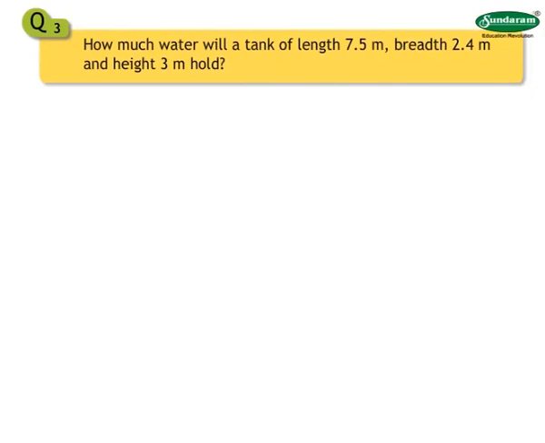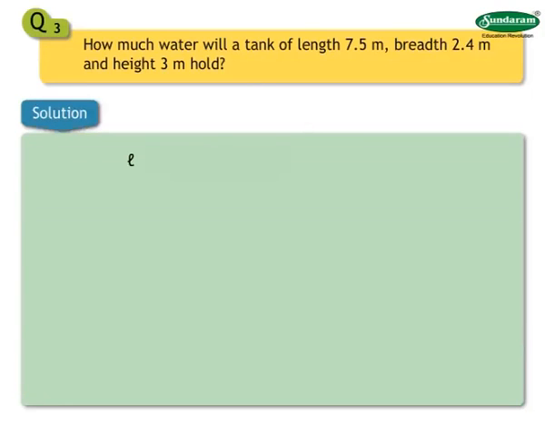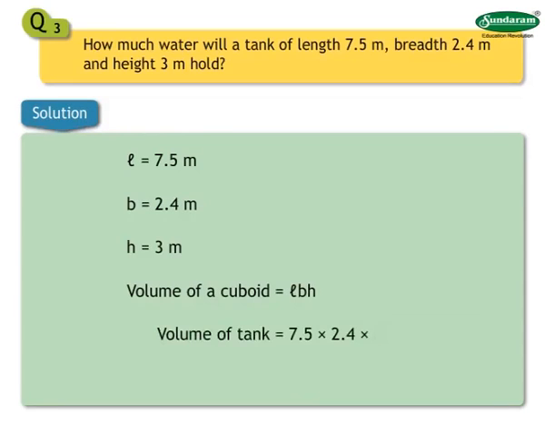3. How much water will a tank of length 7.5 meters, breadth 2.4 meters and height 3 meters hold? Solution. Length of tank is 7.5 meters, breadth is 2.4 meters, height is 3 meters. Volume of a cuboid is equal to length into breadth into height. Volume of a tank is length into breadth into height, which is equal to 7.5 into 2.4 into 3, which is equal to 54 cubic meters.